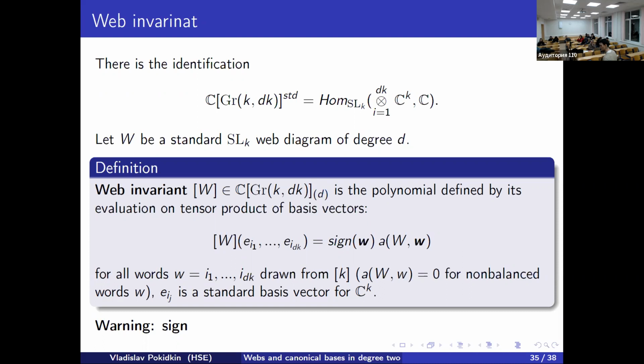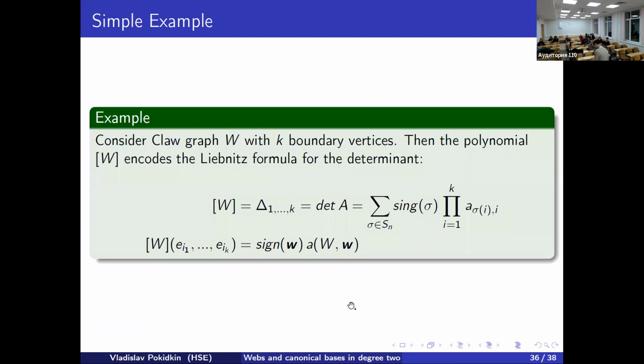But you have not explained to us what a web diagram of degree D is. We only have the case D equal to 2. Yes. Everywhere we considered only the case D equals 2 as a basic example, but there are no restrictions for D. So we have such an example.